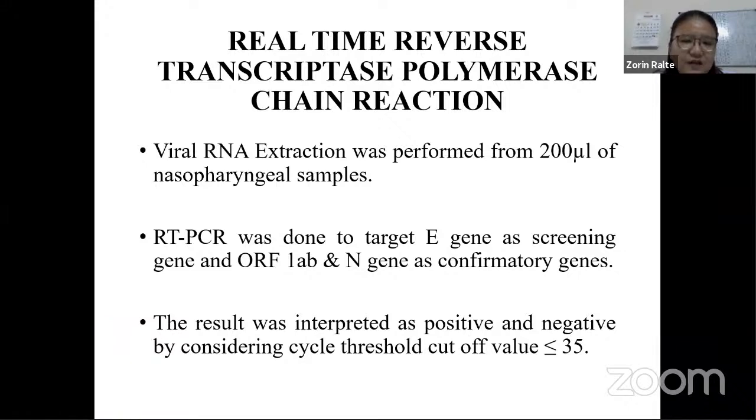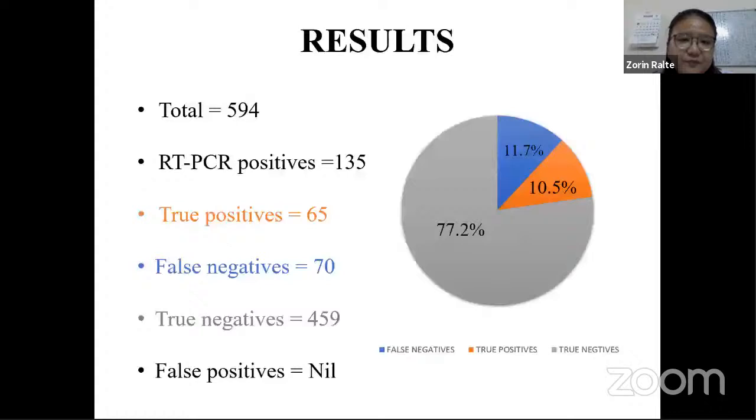RT-PCR: viral extraction was first performed from 200 microliters of the nasopharyngeal samples, which were collected in VTMs. RT-PCR was done to target the E gene as the screening gene and ORF1A and N gene as the confirmatory genes. All the procedures were performed as per the manufacturer's instructions, and the result was interpreted as positive or negative by considering a cycle threshold cutoff value of less than or equal to 35.